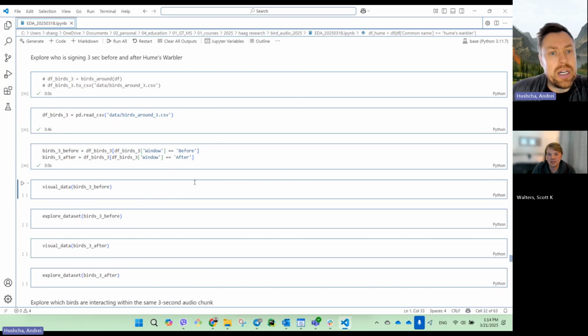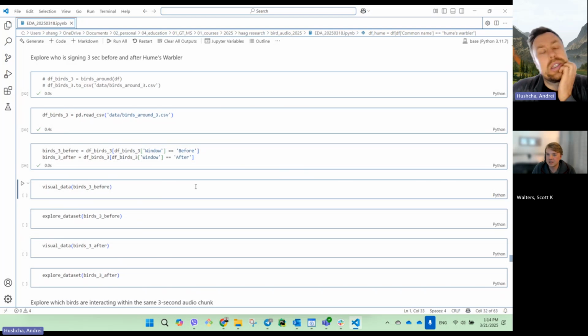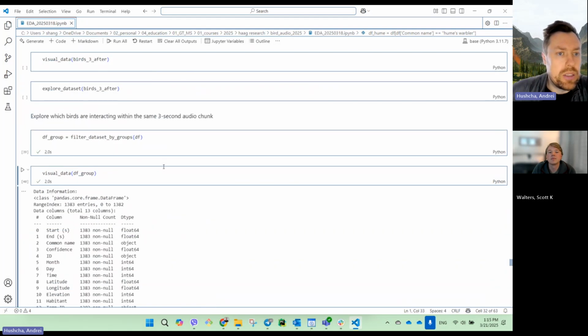This is code for who's singing 3 seconds before and after Hume's Warbler. But I just found out the code is probably not catching the right information, so I have to think about recoding.